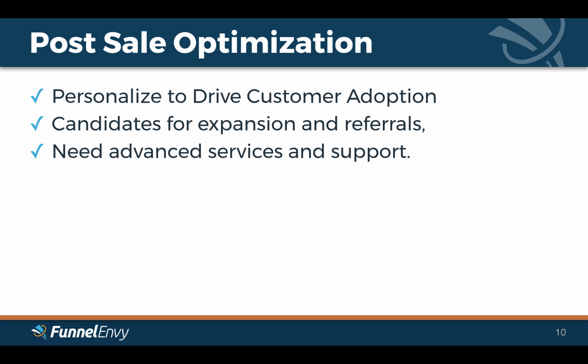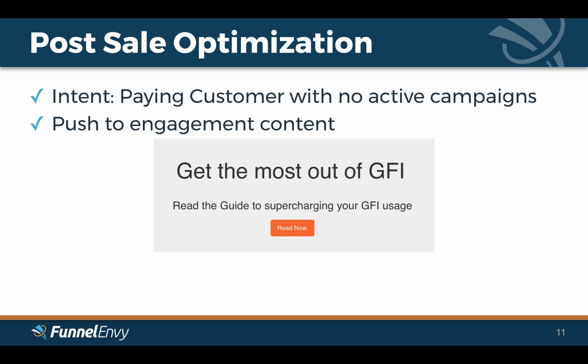And finally, there's a lot of value in optimizing for the post-sale. So this is after they've bought the software and you're trying to drive customer adoption, expansions, and renewals. So let's see how you can optimize for that. So let's say there's a customer that's on your software, GFI software, but they're not actually running any active campaigns. So what you're going to want to do is push content that has to do with engagement. So here it's a guide to using GFI, and that's going to push engagement, and ultimately customers are more engaged with your software, they're more likely to renew.